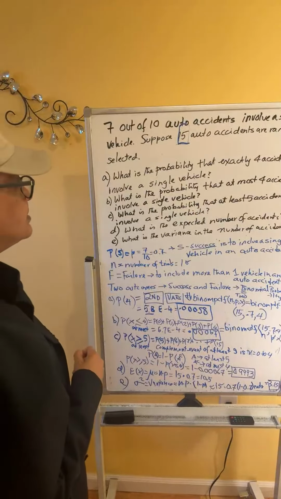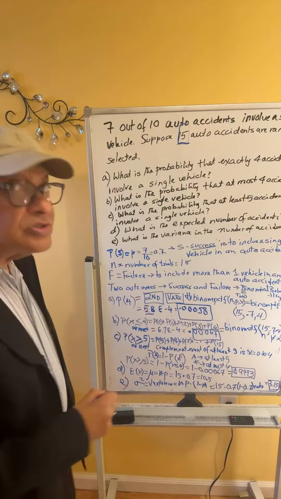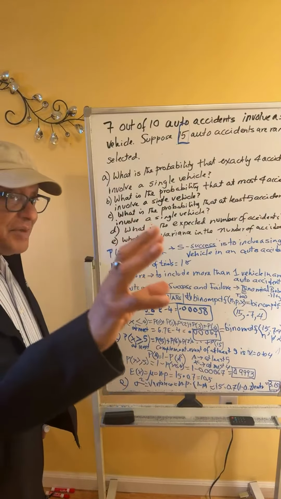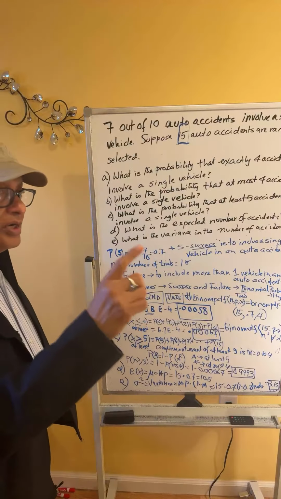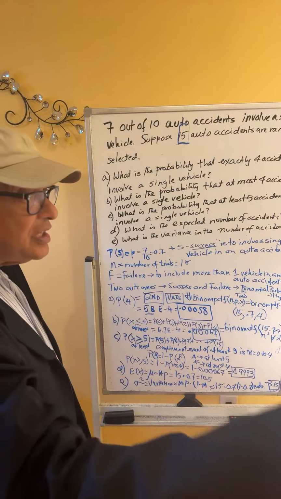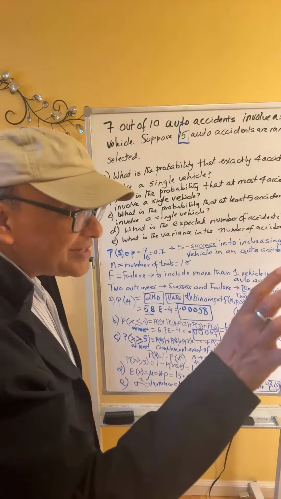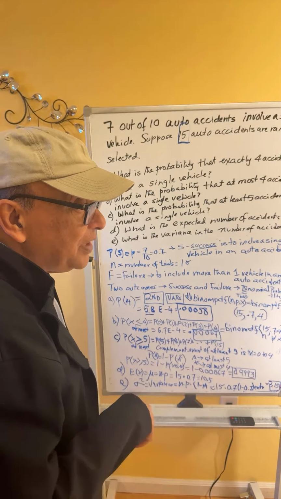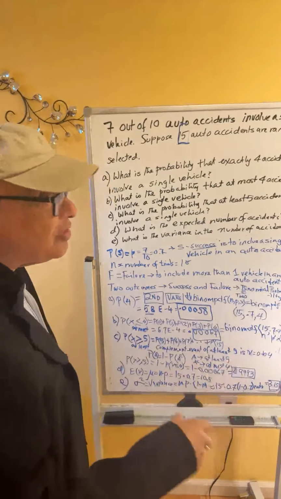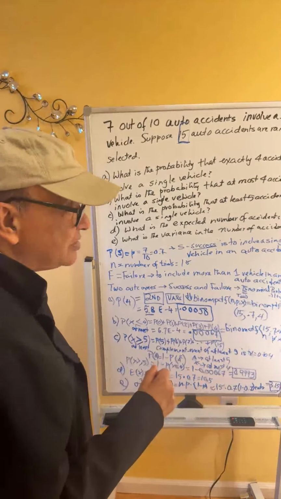Next one is at most. At most means the maximum value is 4. However, it can be 0, it can be 1, it can be 2, it can be 3, it can be 4. We do not know exactly which one is happening. And these are independent events. So, we are going to add the probabilities.